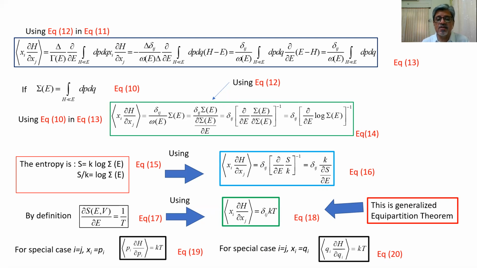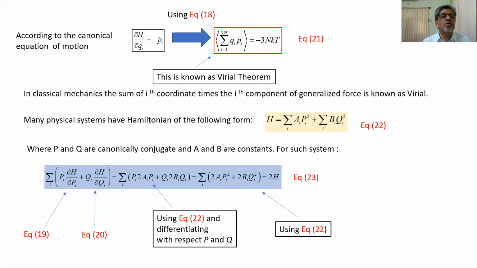For another special case, i equal to j, x_i equal to q_i. So it is q_i ∂H/∂q_i equal to kT. That is represented by equation number 20. Now, according to the canonical equation of motion, ∂H/∂q_i is represented as minus p-dot_i, and that is Hamilton's equation of motion. Now, we are using equation number 18. In that equation number 18, we substitute the Hamilton's equation of motion. So it is the ensemble average of the summation i from 1 to 3N of q_i p-dot_i, and that is equal to minus 3NkT. So this is equation number 21.